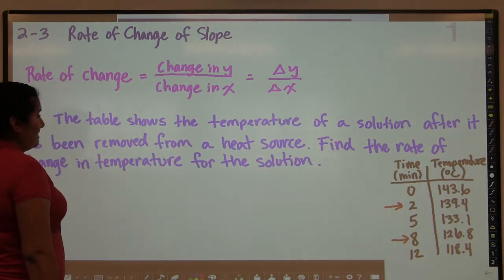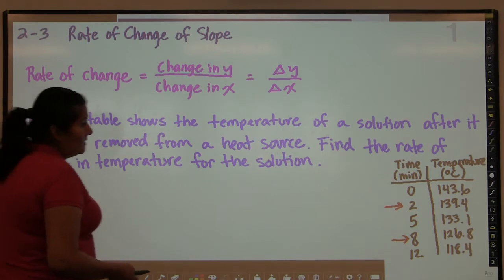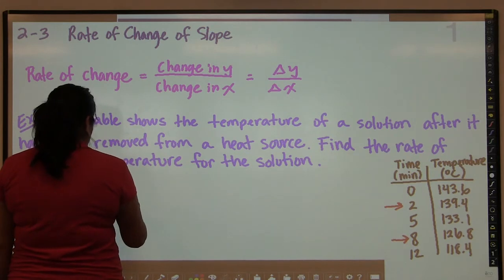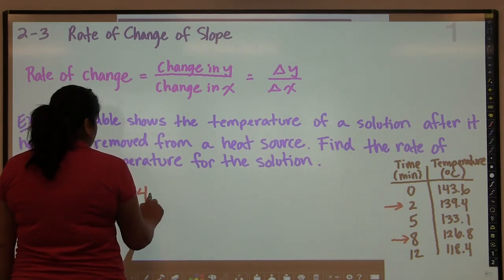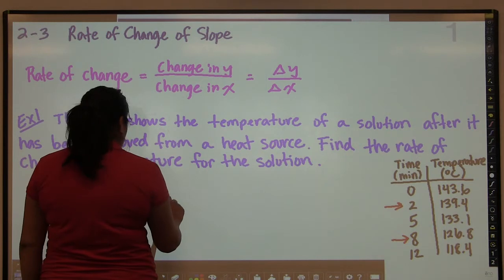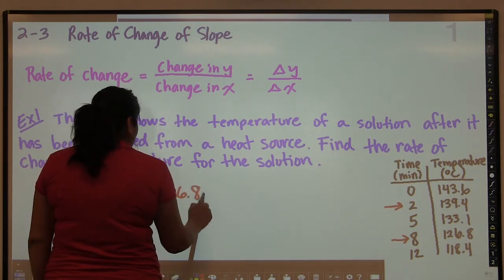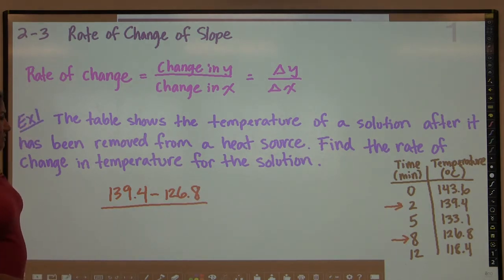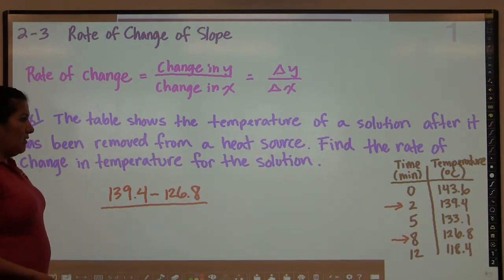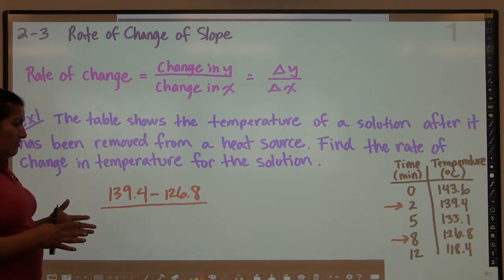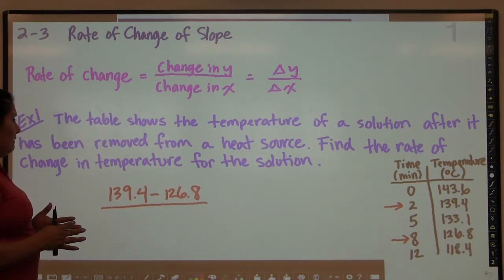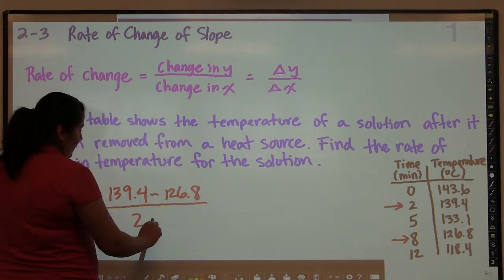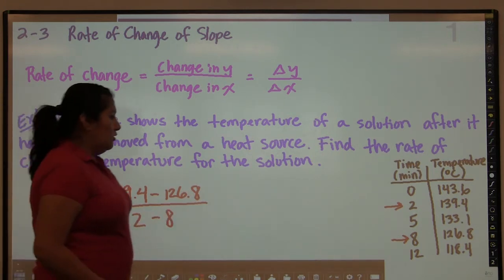So the change in y means that we're going to take the difference in the y values. So I'm going to go with the 139.4 and I'm going to subtract 126.8, and that is my change in the y variable. And then I have to do the same thing for the x variable, but you have to keep in mind that once I put 139.4 first, then I have to put the 2 first. You can't be all mixy-matchy. So now it's got to be 2 minus 8.